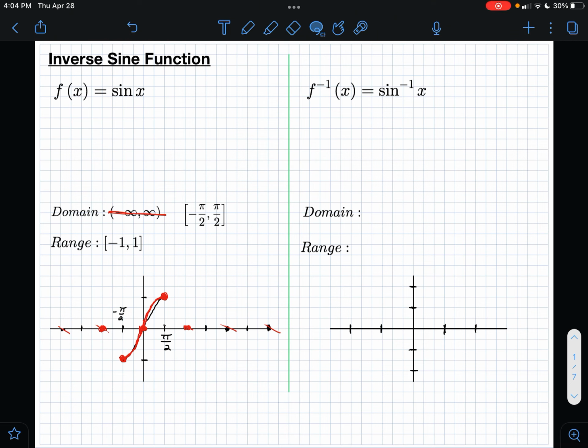Now, the range we don't want to change. We want to keep that the same. We don't want to eliminate any y values. We just don't want to repeat them.